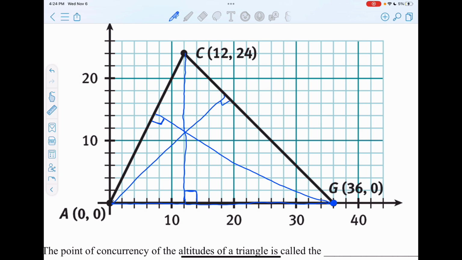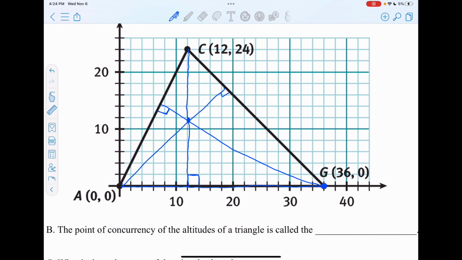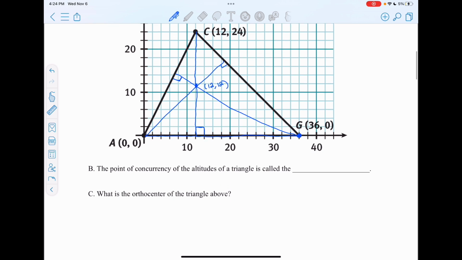And you'll notice that all of my lines intersect at the point 12, 12. I'm counting by 2, so that is the point 12, 12. And the point of concurrency for altitudes has a special name. The point of concurrency of the altitudes of a triangle is called the orthocenter.